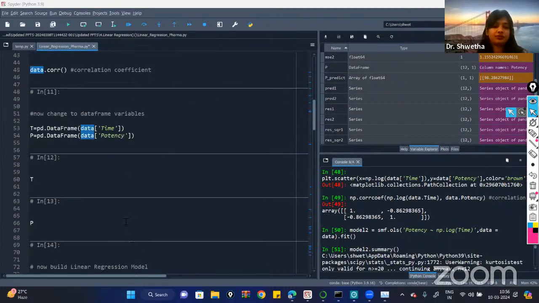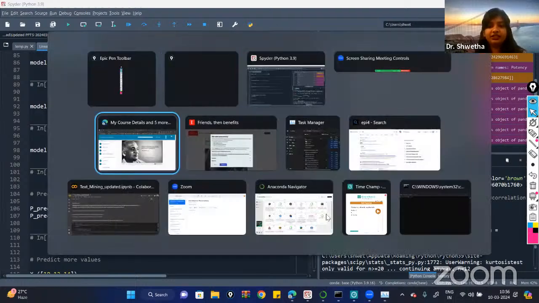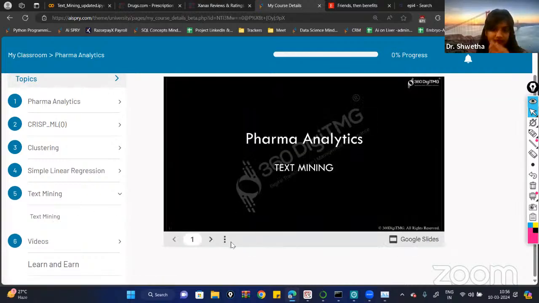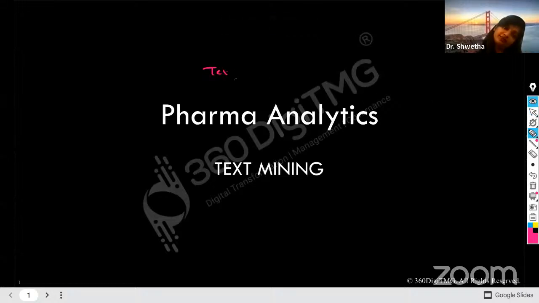This is regression. Next, we will be moving ahead with text mining. What is text mining? Where can we apply this? And how is it helping in Pharma?